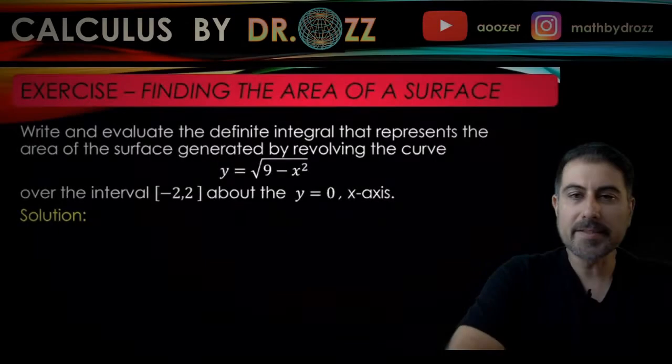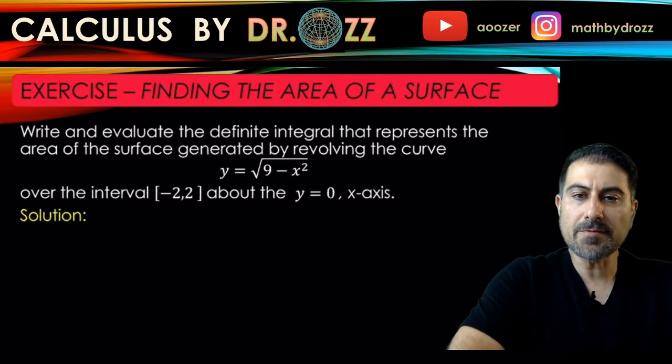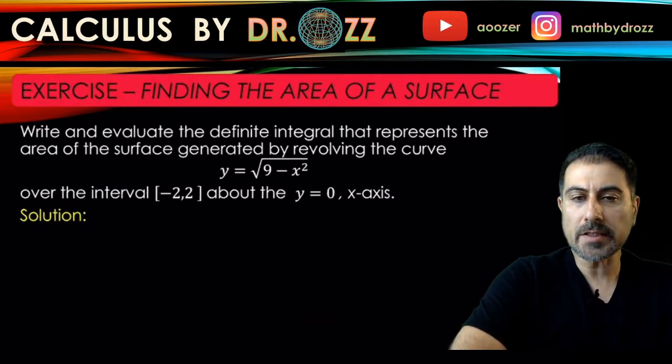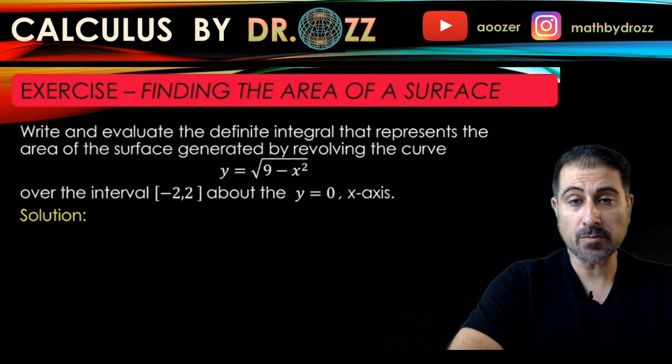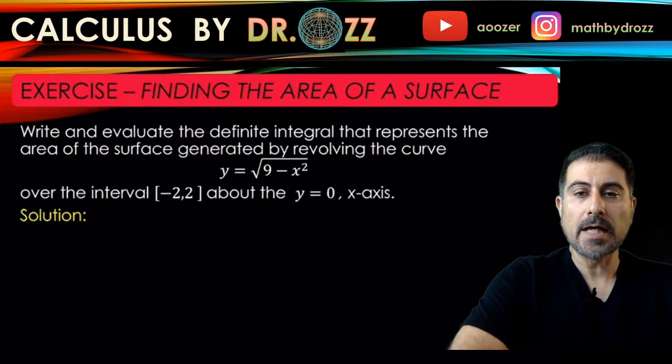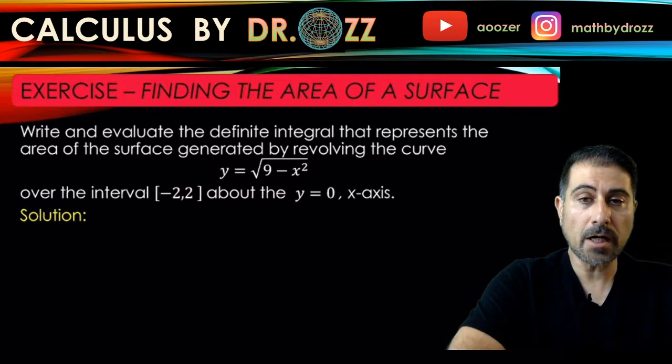All right, let's take care of this problem. So we have the function radical 9 minus x squared given, and we have the interval -2 and 2, and we're going to revolve the curve about the x-axis, or in other words, y equals 0. And we're going to calculate or evaluate the surface area of the three-dimensional object.